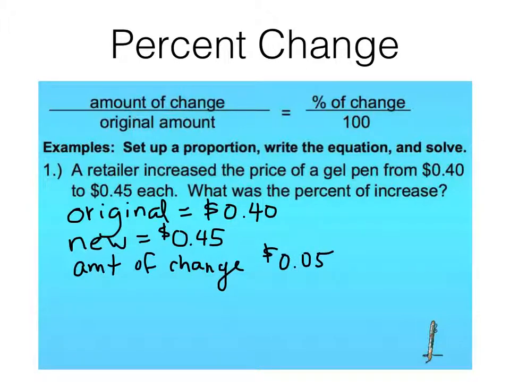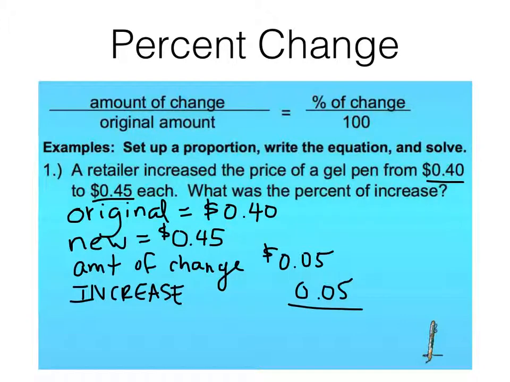Before I write the proportion, I want you to indicate for yourself on the paper if it's an increase or a decrease. In this case, the price went up, so this is an increase. Okay, so the amount of the change is 0.05. I'm going to leave off the dollar signs, guys. You don't need them in a proportion. The original amount is 40 cents. I don't know the percent, and this is always the number 100.